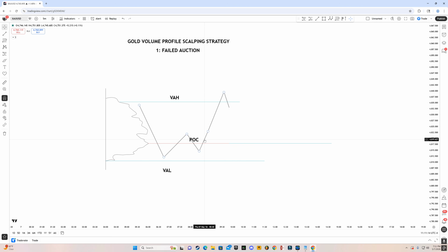Okay, we have volume profile: price closes above the value area high and then instantly rejects and closes back below. That is your short setup. And again, if price closes below the value area low and instantly reclaims that value area low, that is your entry and you can target the value area high. Now that was a failed auction setup, right?